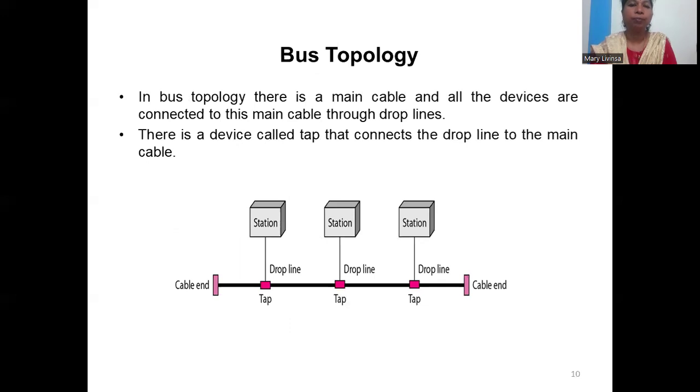Then bus topology. In bus topology, there is a main cable and all the devices are connected to this main cable through drop lines. And here there is a device called a tap that connects the drop line to the main cable.